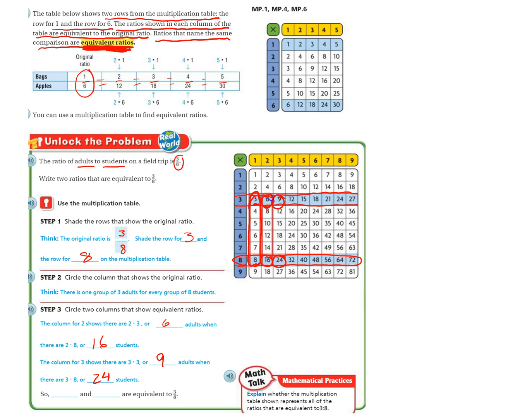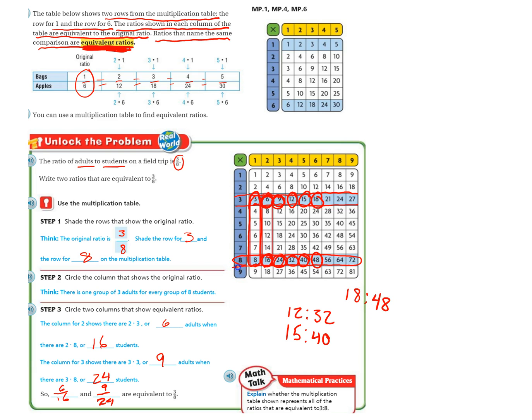So this is an equivalent ratio, this 6 to 16, or 6/16, and 9/24. And we could continue down. 12 to 32 would be another equivalent ratio. 15 to 40 would be another equivalent ratio. And all the way down, 18 to 48 would be another equivalent ratio.